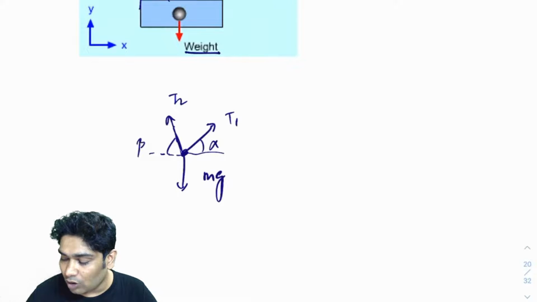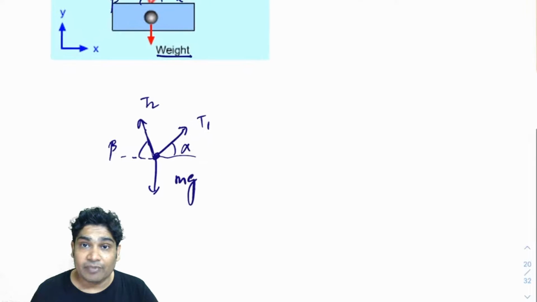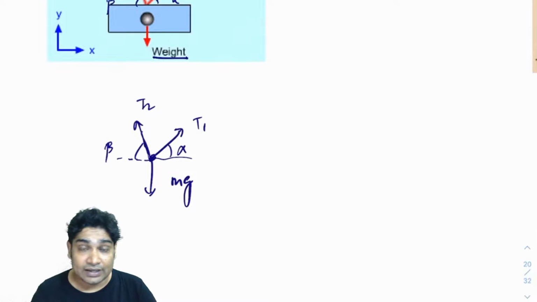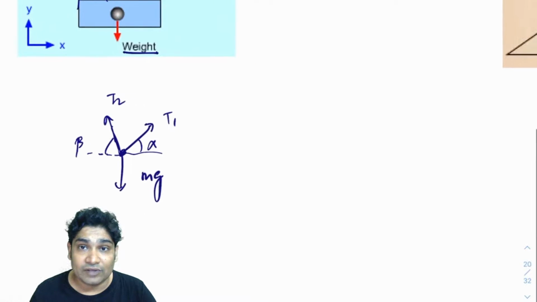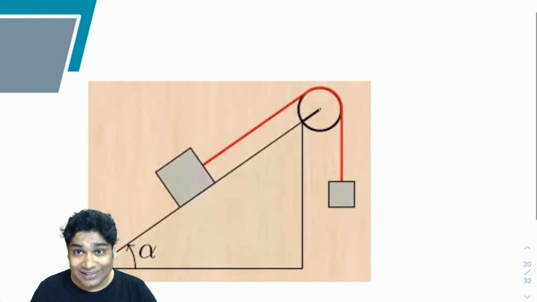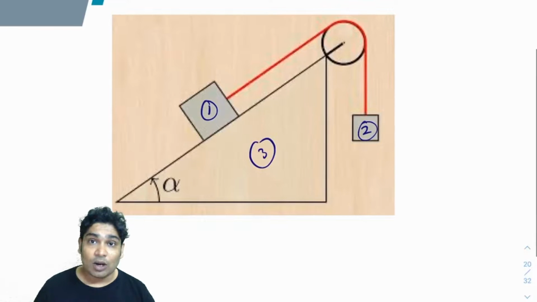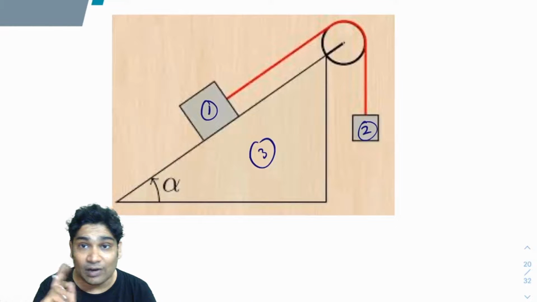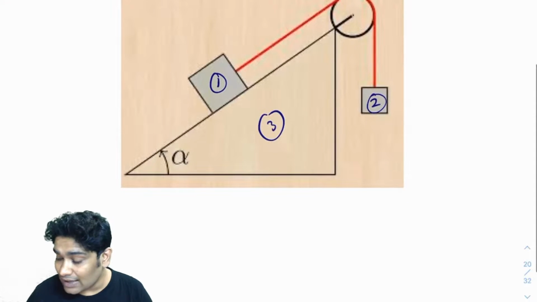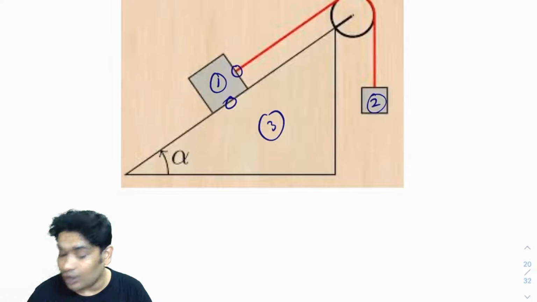So please remember, always draw your FBD showing forces in the correct direction. So this will be the FBD of this. Now let's talk about here. Let's call this 1, this 2, and this 3. So now let's talk about 1. What are the contacts that 1 has? So 1 has a contact here and 1 has a contact here.